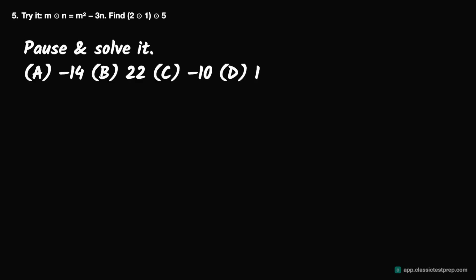All right, let's do a practice question. Pause this video and try to solve this before you watch my explanation. M circle n equals m squared minus 3n. What is the value of 2 circle 1, circle 5?